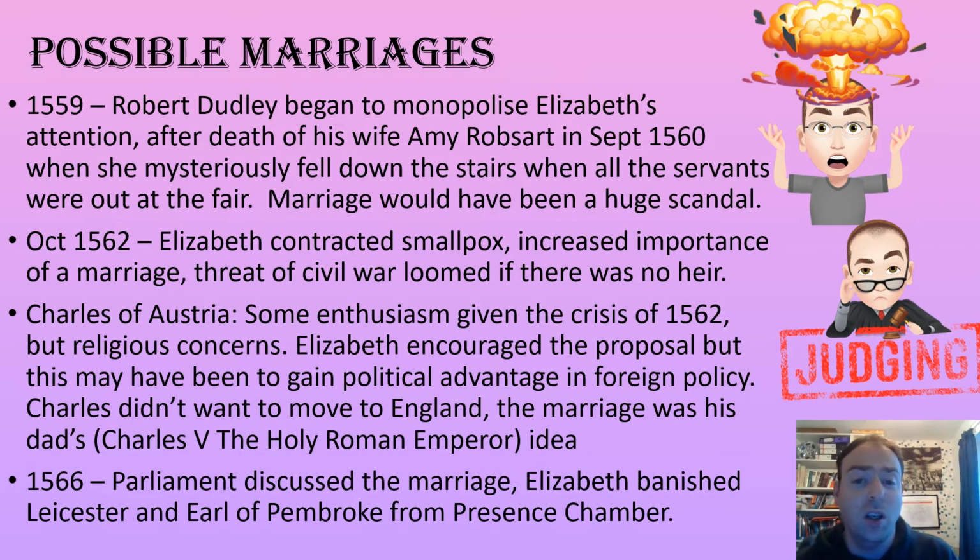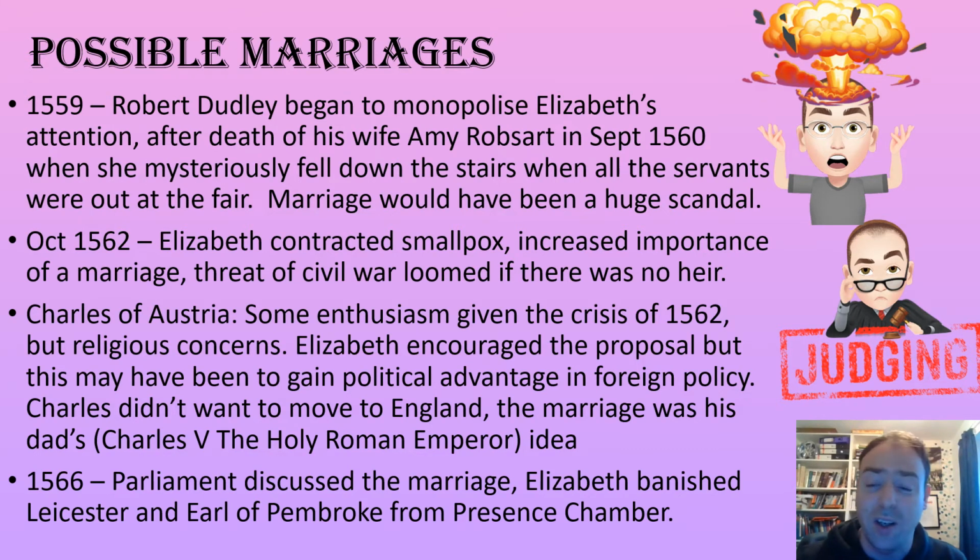In 62, she contracted smallpox, often referred to as the crisis of 62, and this really showed the importance of a marriage. Dudley, who had been banished from court, comes back into favour with a huge bang here, where it's named that he would be Lord Protector if Elizabeth were to die, and again is causing tensions at court. Elizabeth has no heir, and so there is pressure that she should marry.